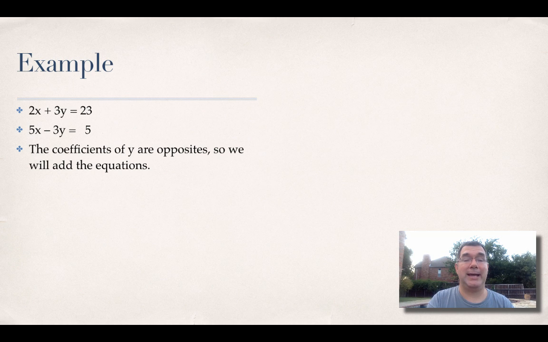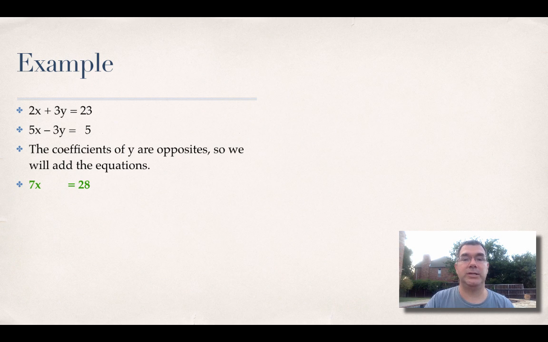So adding the x's, 2x plus 5x is 7x. 3y minus 3y is 0y, so I don't need to write that. And 23 plus 5 is 28. So I get the equation 7x equals 28.